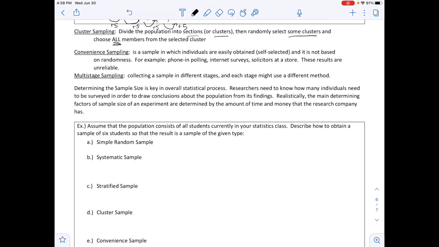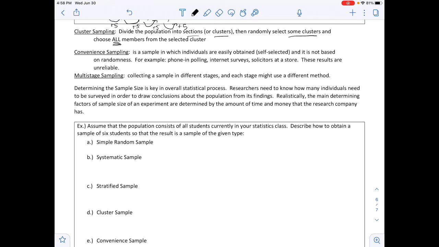The next one that we have is convenience sampling. And this is a sample in which individuals are easily obtained or self-selected. And it's not based on randomness. For example, phone-in polling, internet surveys, solicitors at a store, and these results are unreliable. And we've seen that already, and we talked about that.